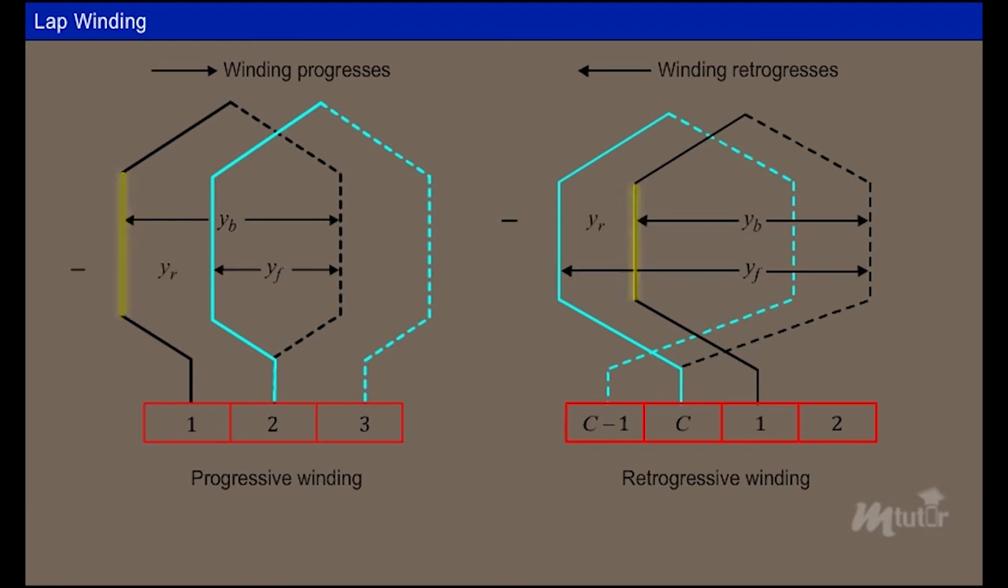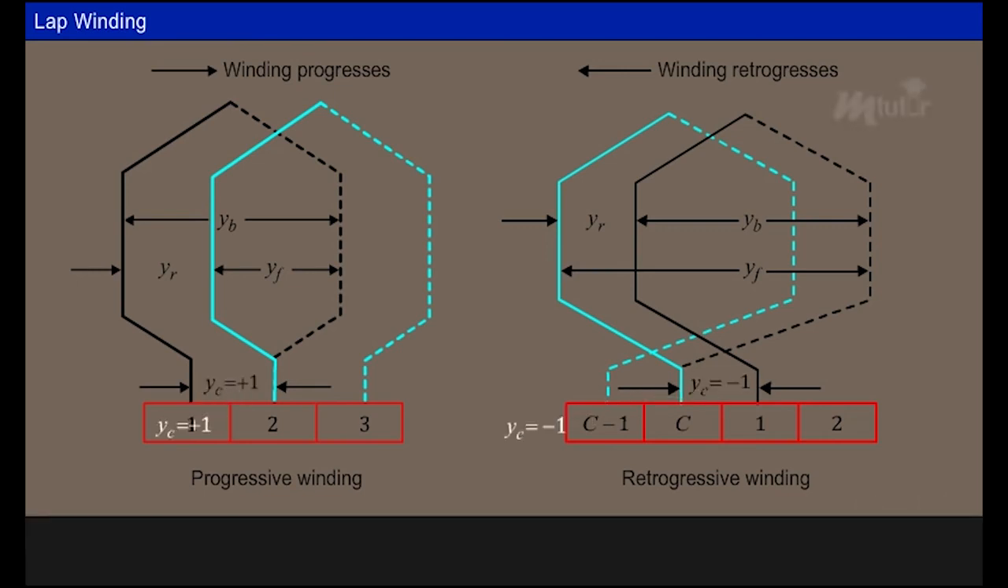The distance between the beginning of one coil and the beginning of the next coil, measured in terms of armature conductors, is called the resultant pitch YR. The commutator pitch YC is the distance between the commutator segments in which the two ends of the same coil are connected. For the progressive and retrogressive windings displayed, the two ends of the coil are connected to the adjacent commutator segments, and hence the commutator pitch is equal to 1 and -1 respectively.